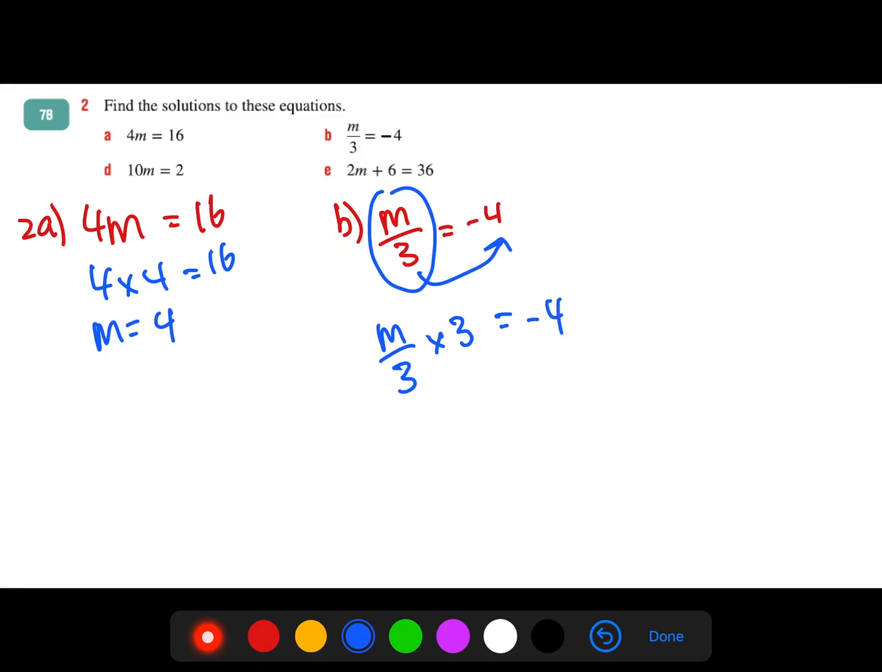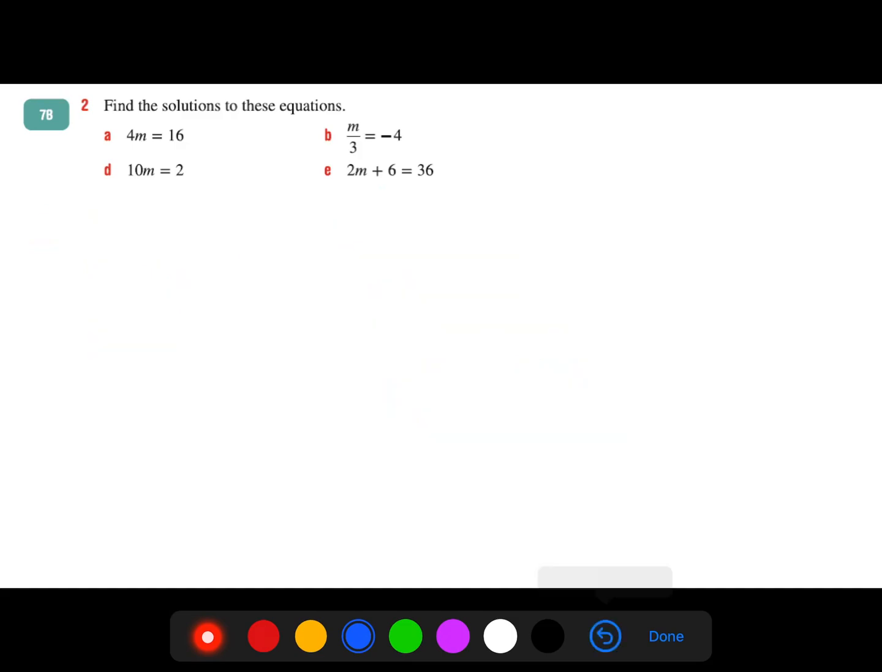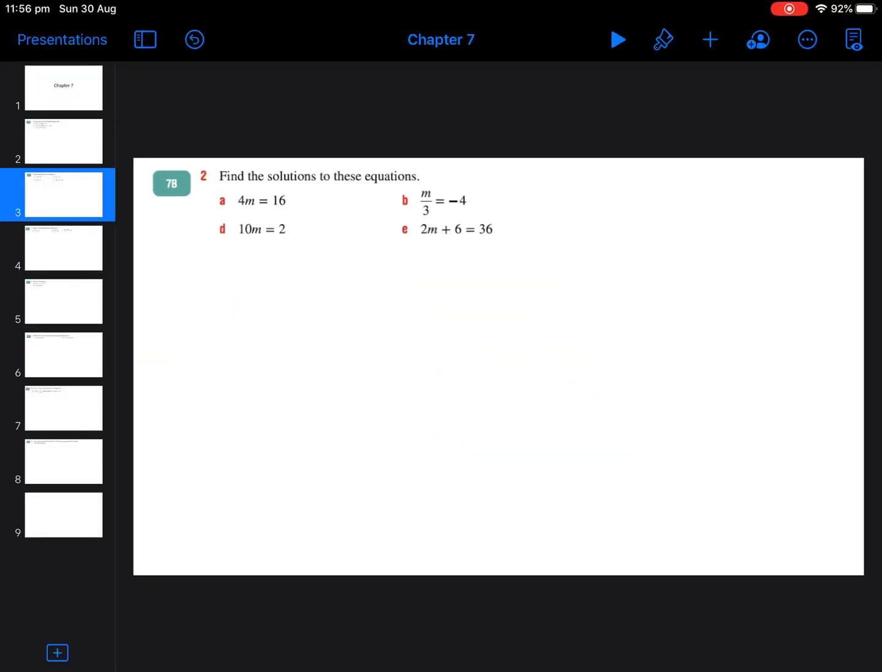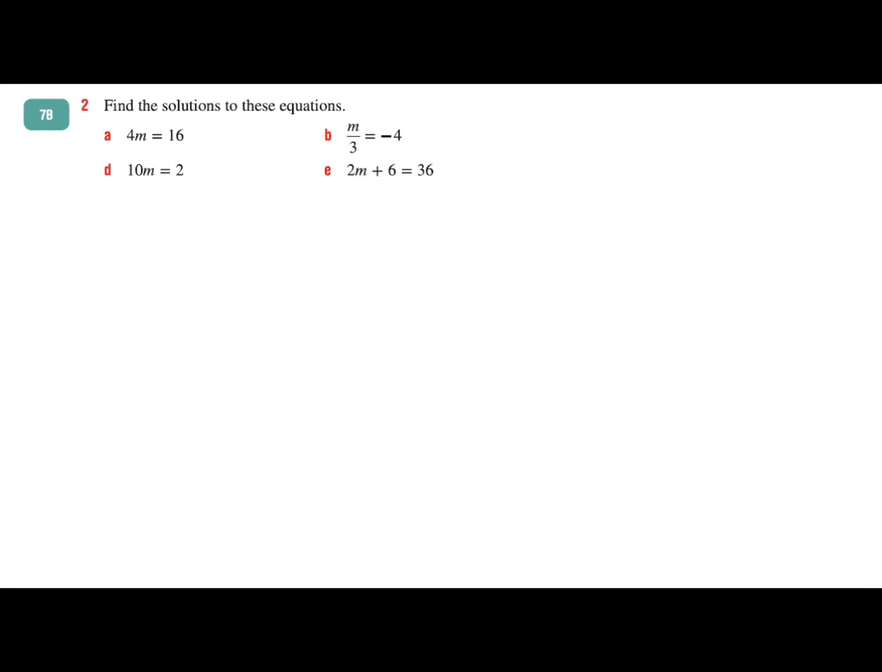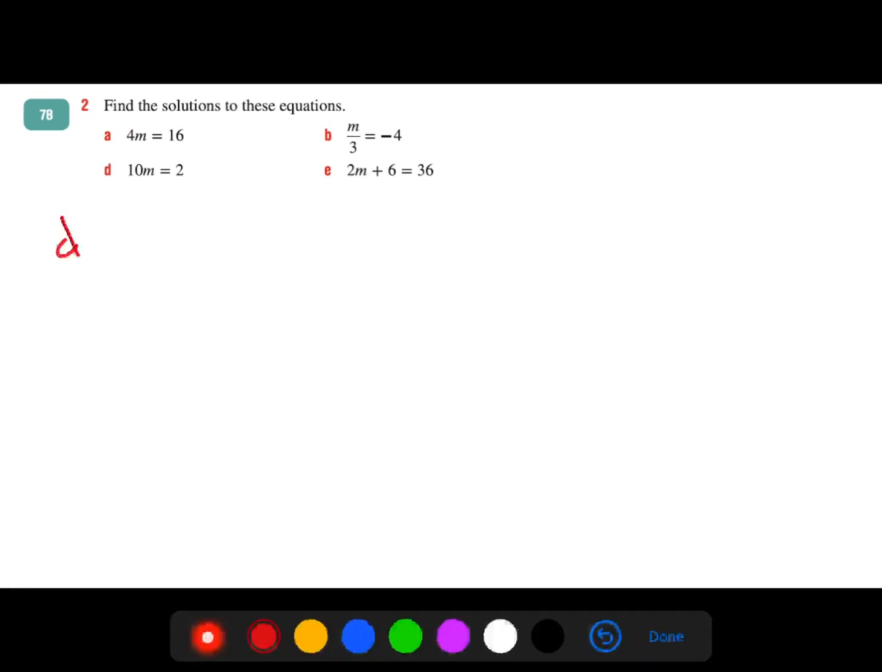Whatever I do to one side, I have to do to the other. So it'll be negative 4 times 3, and then the 3's will cancel out. We'll be left with m is equal to negative 4 times 3. That gives me negative 12. So I get m equal to negative 12 for 2b. Let's clear this, and then let's do d.